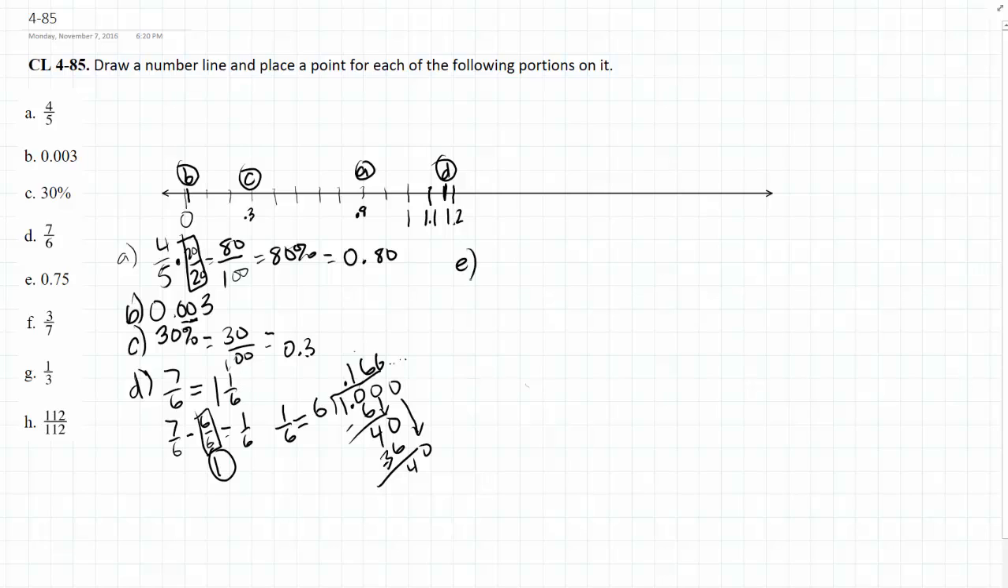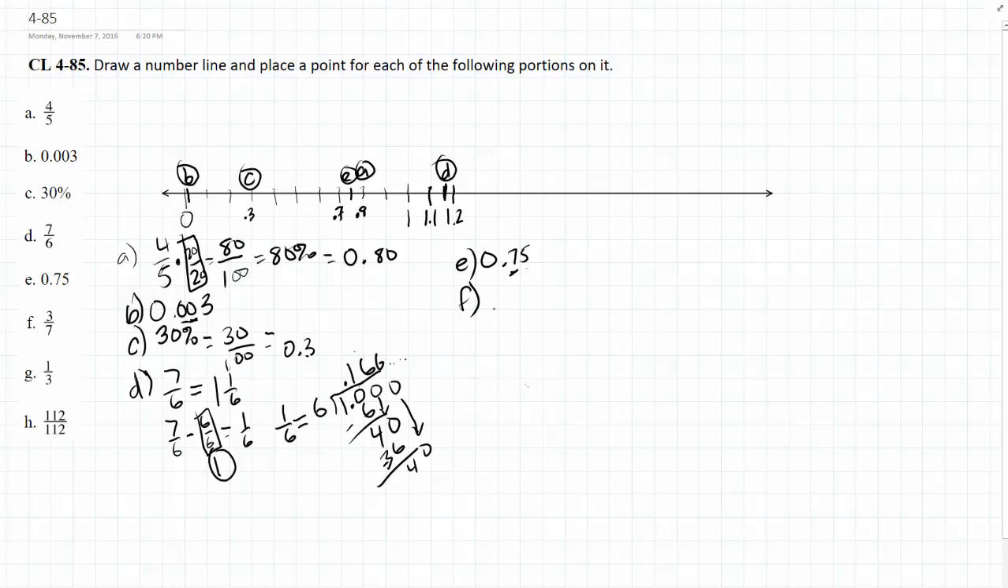So E we have 0 and 75 hundredths. Well, that's pretty easy. We know we have 7/10 and we have 5 hundredths. So 7/10 is here, 8/10 is here. That must mean it goes right in between. So we can say that E goes right here.